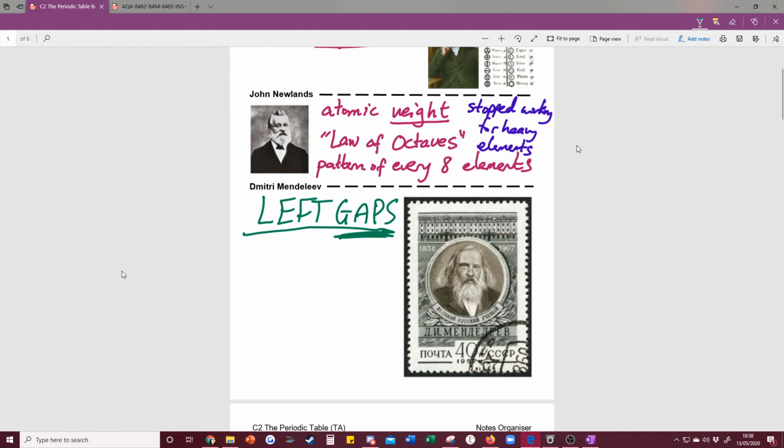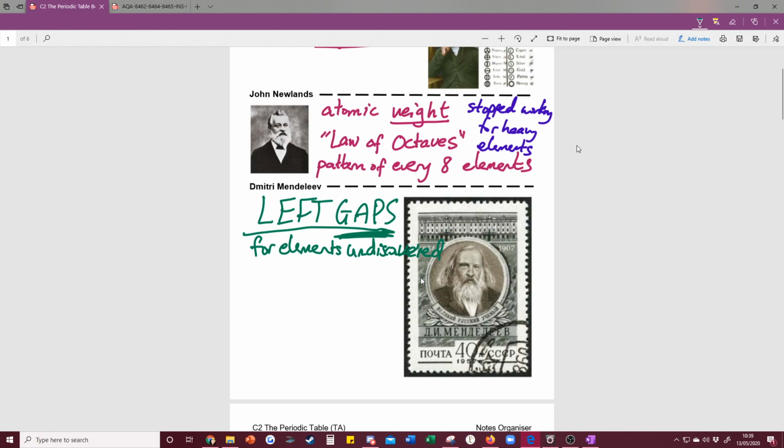He left gaps for elements undiscovered. And what's interesting was he used the patterns, things like boiling point, melting point, all of that stuff, reactivity, how easily it reacts. He used those gaps to predict future elements.